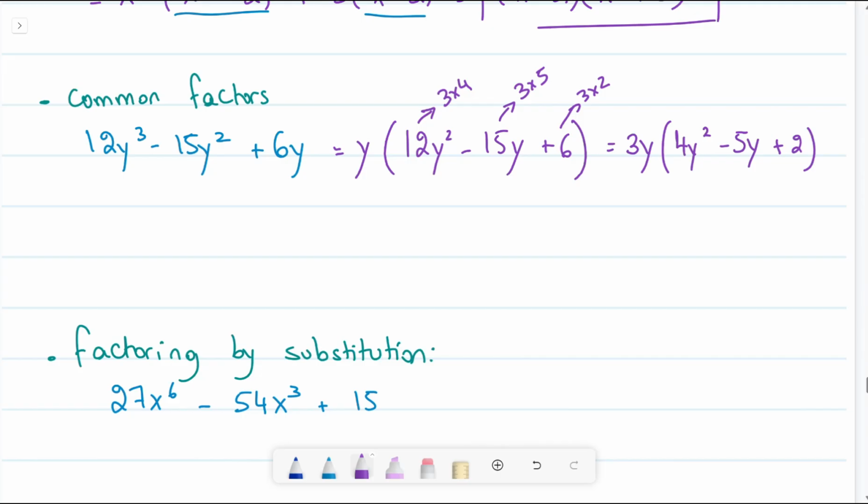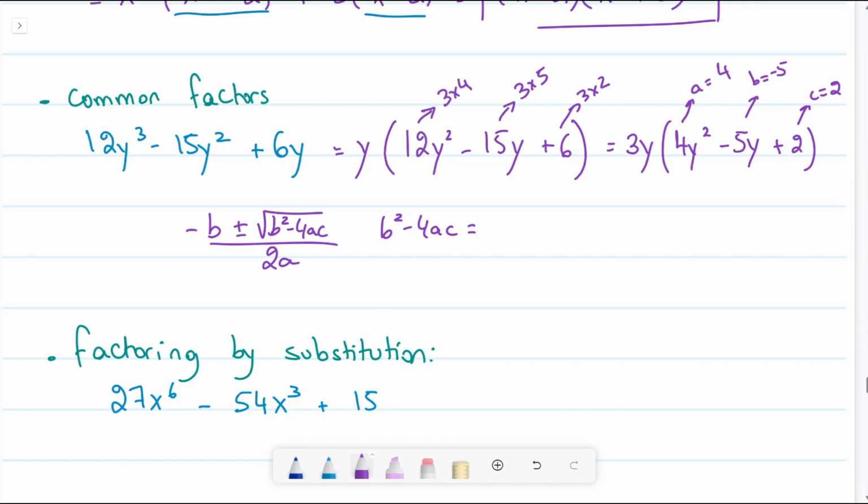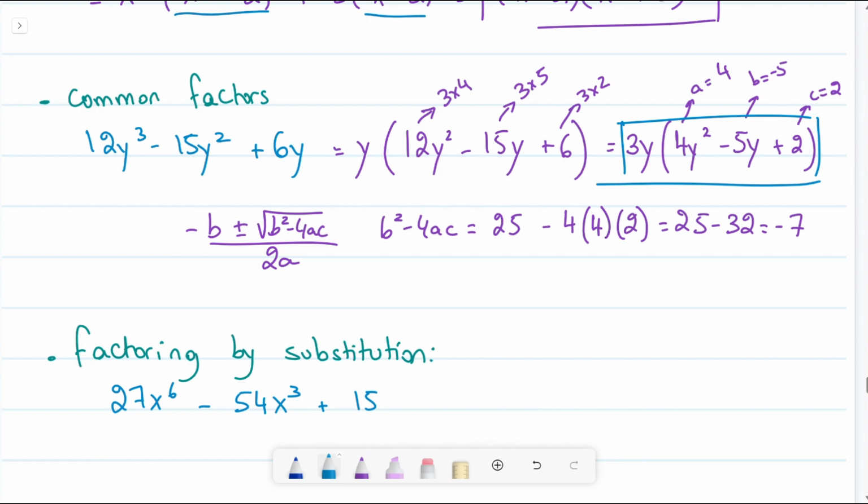Now this is a quadratic. I will try to factor it and see what happens. I will use the quadratic formula. So let's find b squared minus 4ac. A is 4, b is negative 5, and c is 2. So b squared is negative 5 all squared, which is 25, minus 4 times 4 times 2, which becomes 25 minus 32, which is negative 7. This is less than 0, it's negative. I cannot take the square root, so my answer remains the following.